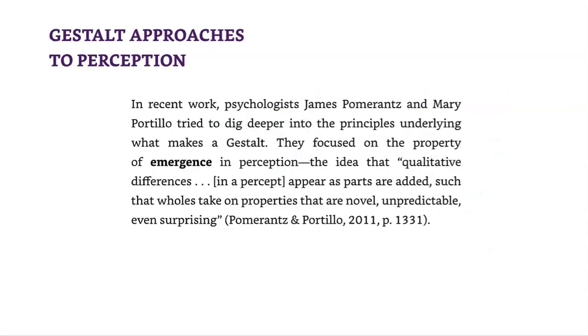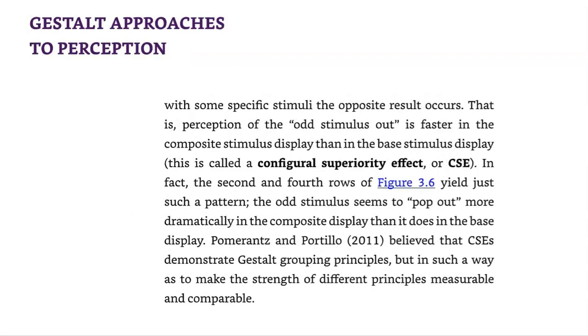There's a couple other things I want to mention. Pomerantz and Portillo try to dig deeper into the principles underlying what makes a Gestalt. They focused on the property of emergence and perception, the idea that qualitative differences in a percept appear as parts are added, such that wholes take on properties that are novel and unpredictable and surprising. Among the things that we found is a configural superiority effect that's mentioned on page 49 of your text.